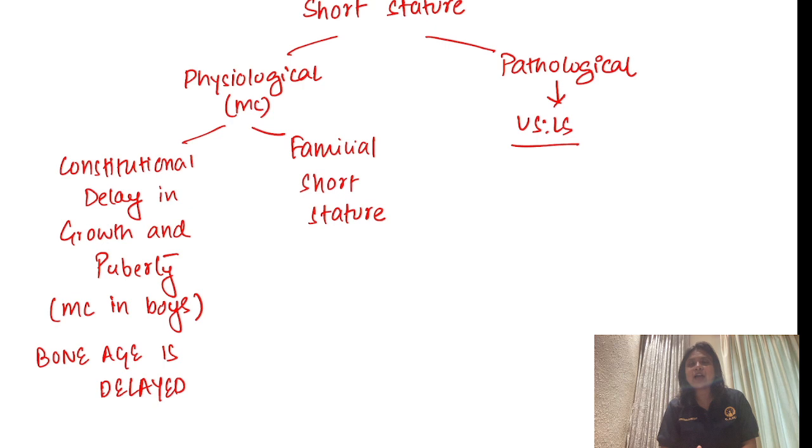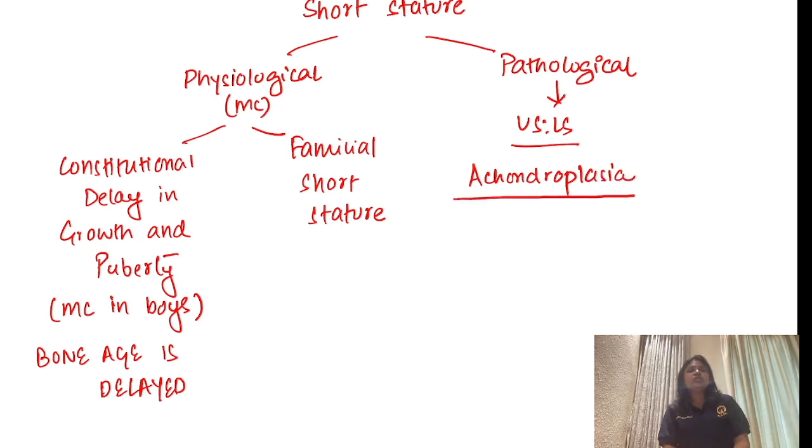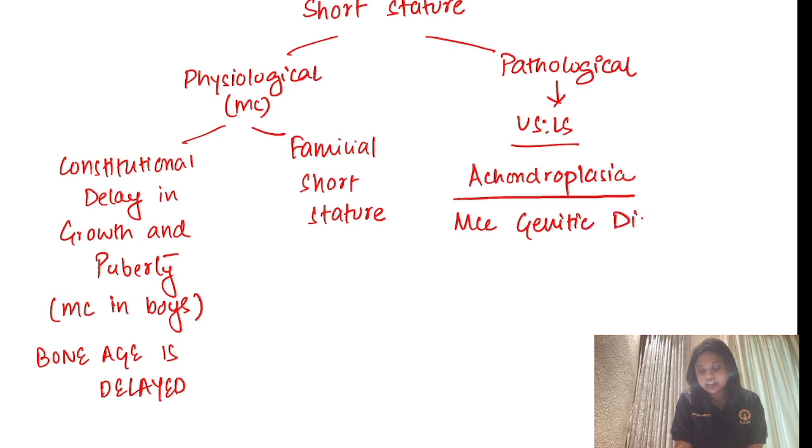But what happens in achondroplasia? In achondroplasia, the upper segment is more than the lower segment. Okay, so already this is a discussed MCQ: achondroplasia, autosomal dominant condition, which is the most common non-lethal skeletal dysplasia. Here it is the most common genetic cause of disproportionate short stature.